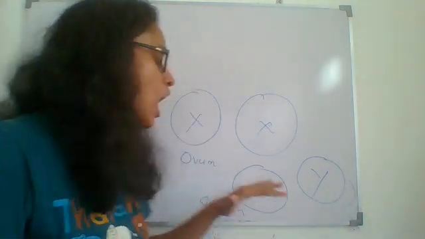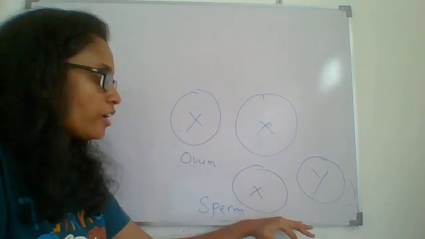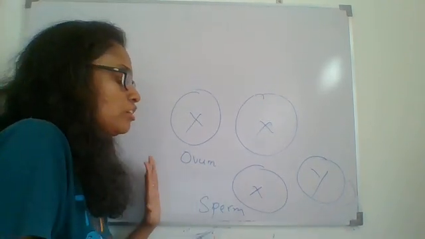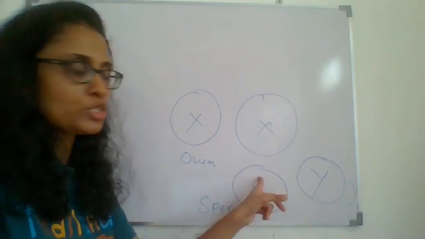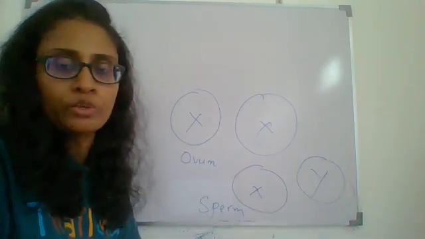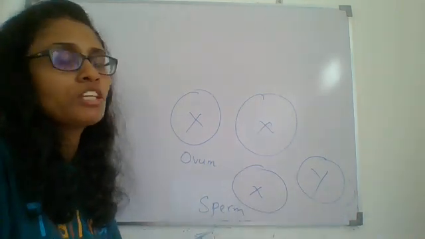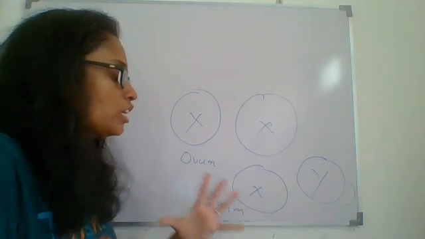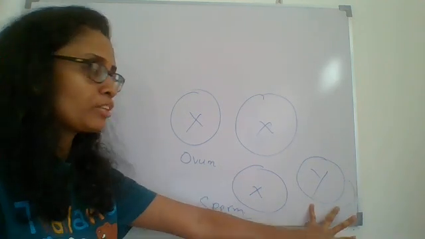So if you take 100 sperms, they have identified that 50 out of 100 may contain X chromosomes and 50 out of 100 may contain Y chromosomes. That means 50% may contain X chromosome and the other 50% may contain Y chromosomes. When you take a sperm sample, if there are 100 sperms, 50 may be X, 50 may be Y.